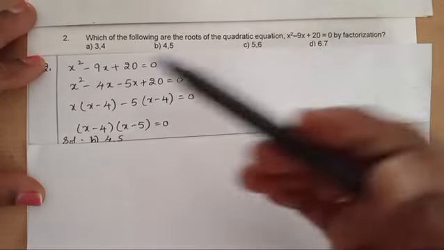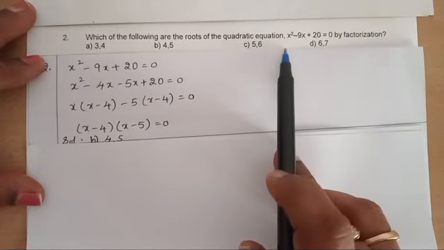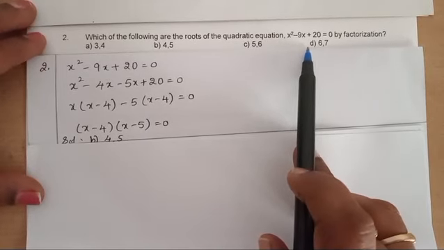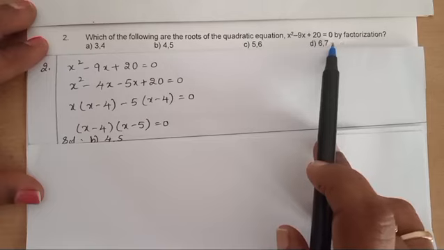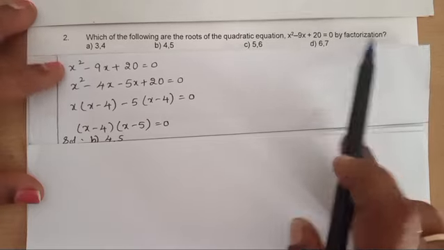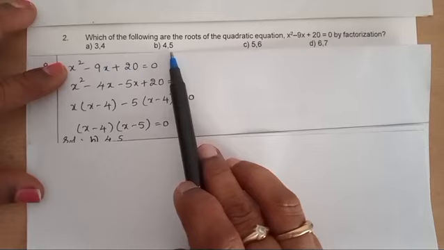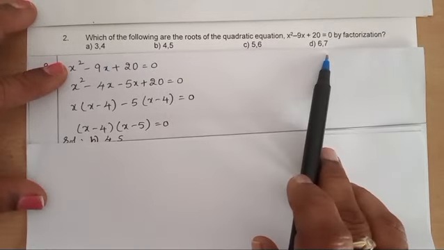Question 2. Which of the following are the roots of the quadratic equation x square minus 9x plus 20 is equal to 0 by factorization? The options are given as 3, 4; 4, 5; 5, 6 and 6, 7.